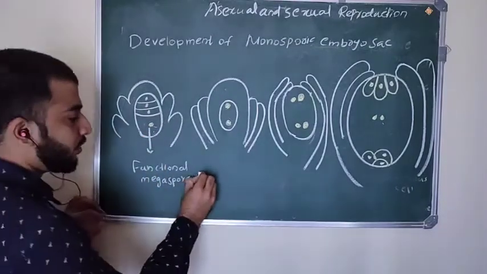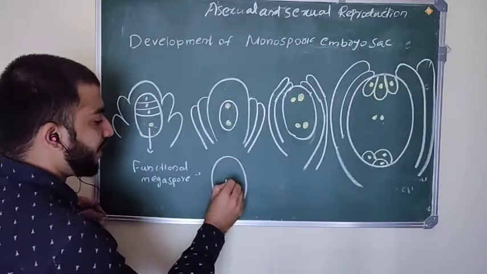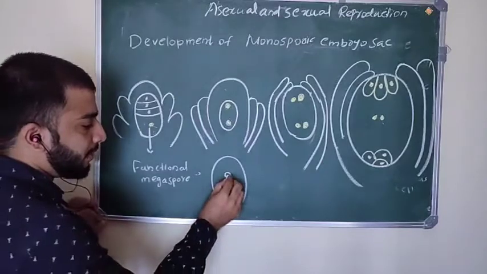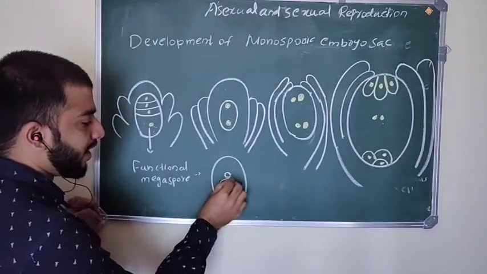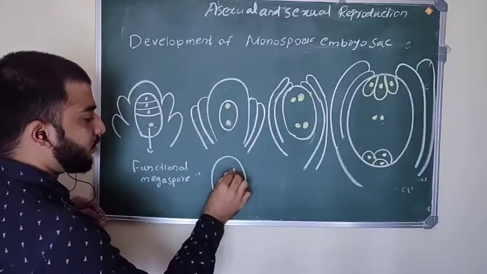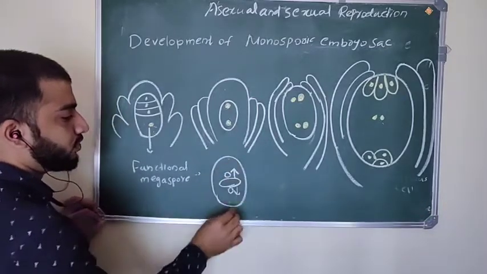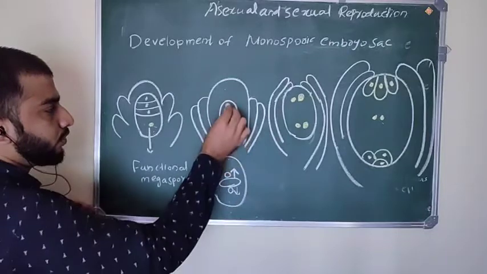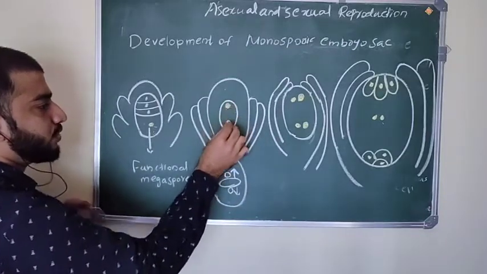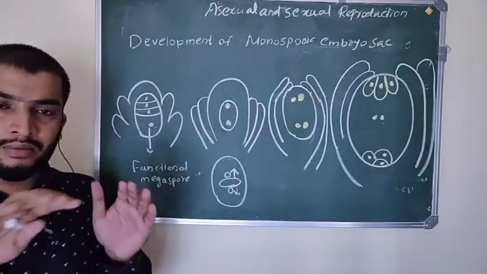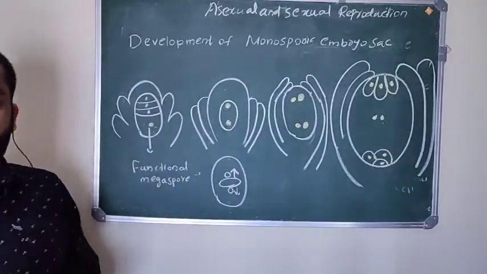This megaspore nucleus divides and forms two daughter nuclei, and in between these two daughter nuclei a vacuole is formed, and that vacuole pushes these nuclei to two opposite poles. Okay, so two daughter nuclei are at the opposite poles. How are they pushed into opposite poles? In between them a vacuole is formed.